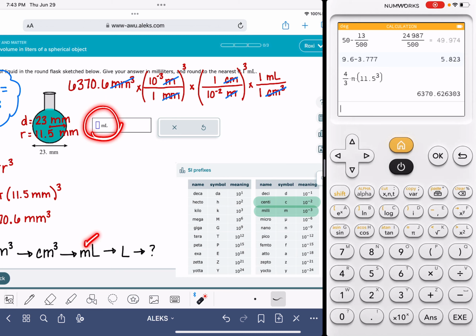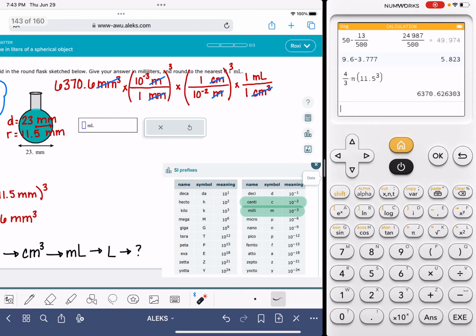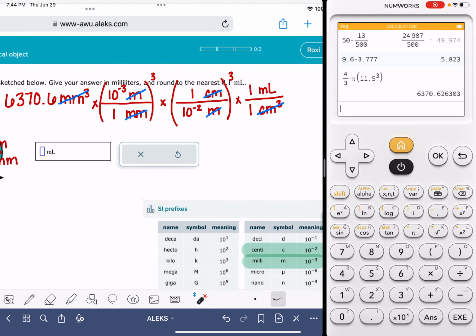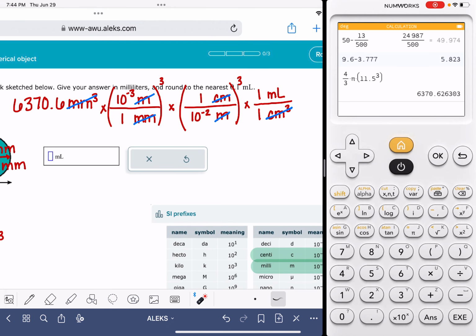And this is where I'm going to stop because that's where my problem ends. If you have to convert into a different volume unit, if ALEKS wants you to express this in something like liters or deciliters, you're going to need to keep going. You're going to need another conversion factor to get out of milliliters into liters, and you might need another conversion factor again to get out of liters into whatever unit ALEKS is asking for. I don't need to go that far with it, but you might, and you can. You know how to do it.